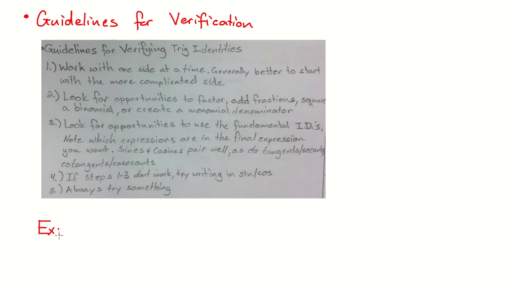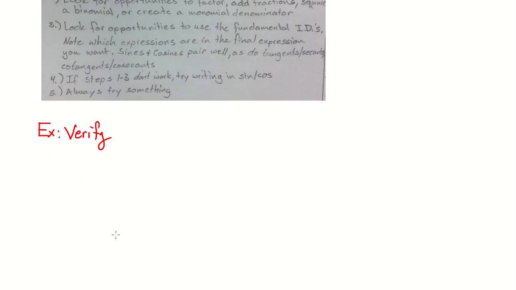All right, I want us to verify. This is our first example. In the off chance that you pick the wrong first step and you do 3 or 4 lines of work and it's terrible and you hate it and you've decided it's wrong, do not erase. Cross it out, because if you erase it and then try again later and don't remember what you did, you may very well do the exact same wrong thing again.